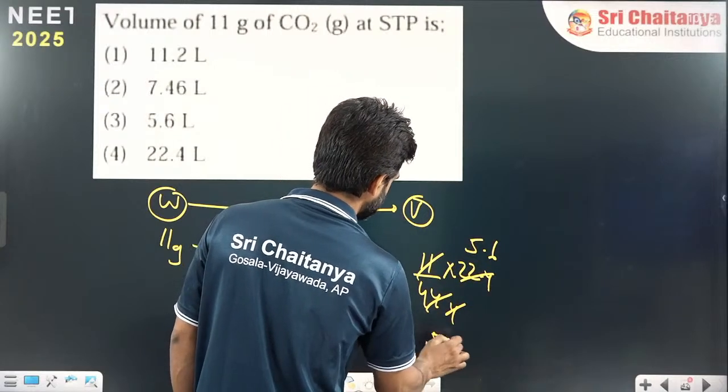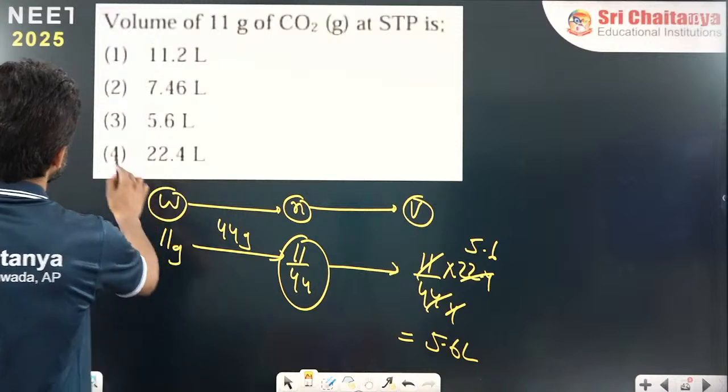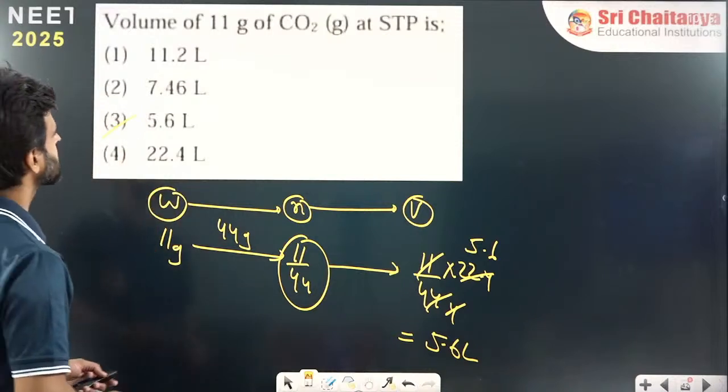5.6. So what is coming? 5.6 liter. Right? Easy to find. Okay, bache, the next one.